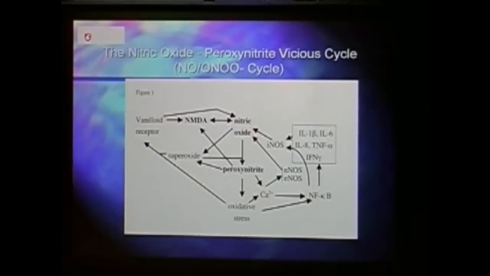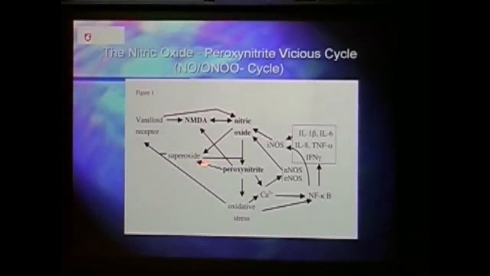called nNOS and eNOS. Why are those turned on? Well, they're both calcium-dependent enzymes. They basically don't work unless there's calcium there, and the more calcium there is, the faster they generate nitric oxide. And so here's another little cycle in here.